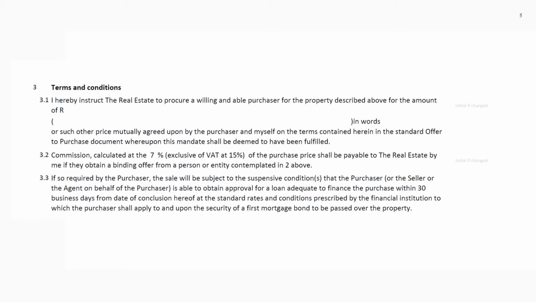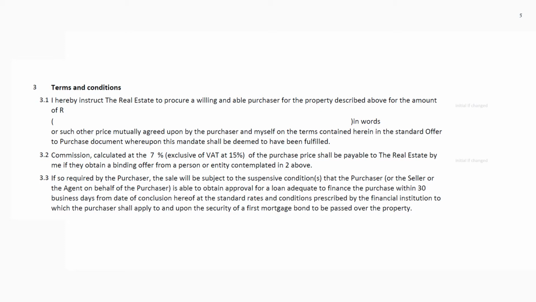Commission. Standard commission in the market is between 7 and 7.5% exclusive of VAT. We have clearly indicated in the clauses above, in clause 2, why we would prefer the 7%, because it increases our ability to market your property and the costs associated to that.